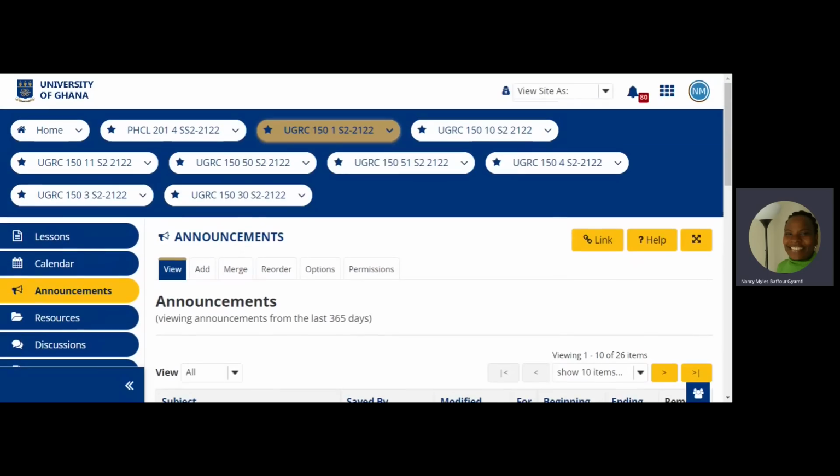I'm now communicating with you from the main course site. And when I say main course site here, the mother course site, this is for main campus. This one, which says UGRC154, S2 2120, is for city campus. This is a city campus site. Now, the College of Health Science will be, see, UGRC153. That's the Korle Bu students.